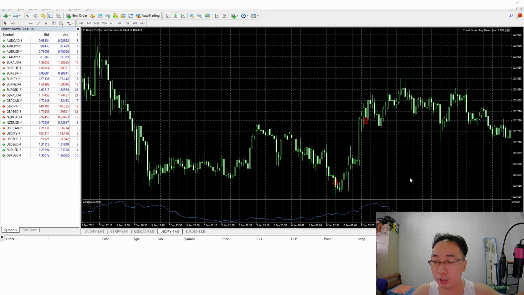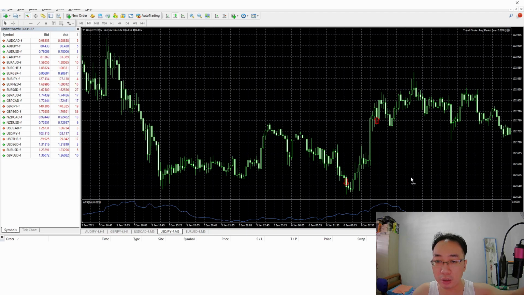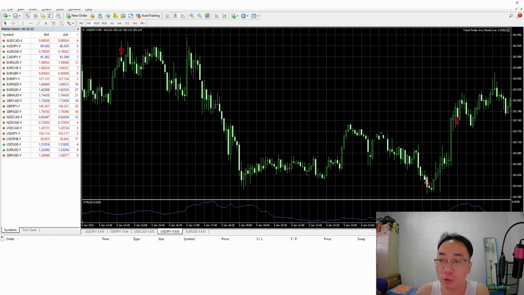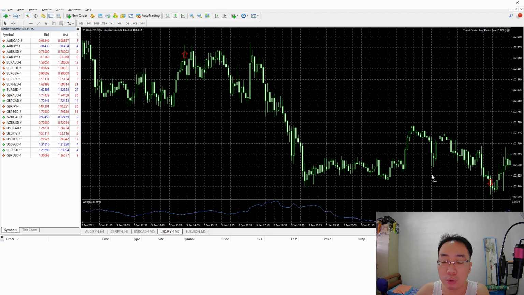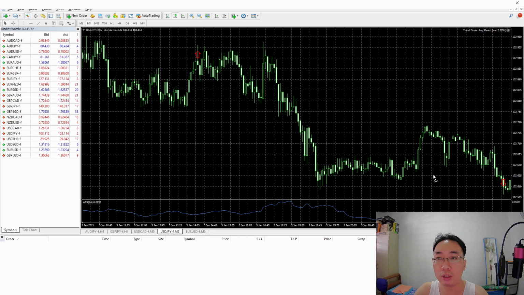So this is my trade analysis for yesterday, the 6th of January 2021, for USD Japanese yen and Euro dollar USD. There are two pairs that I'm currently actively trading.